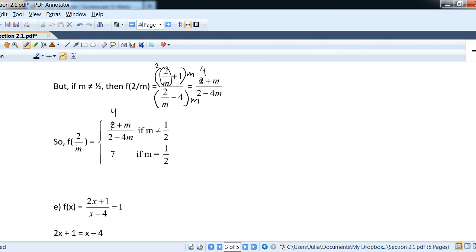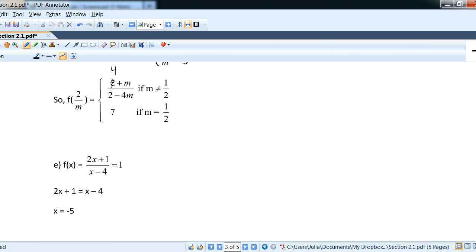And trying to find x if the y is 1. Well, since the y is not 7, then we can set the top part from the original function equal to 1. We can multiply both sides by the denominator, x minus 4. That's how I get 2x plus 1 equals x minus 4. And then we can solve for x like a regular equation. And I get x equals negative 5. So here we get only one answer.